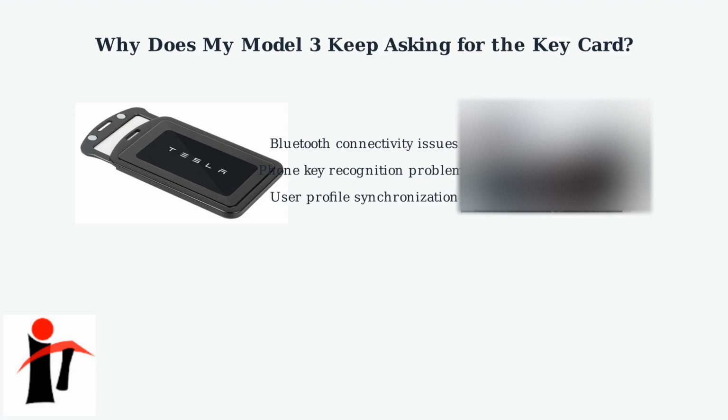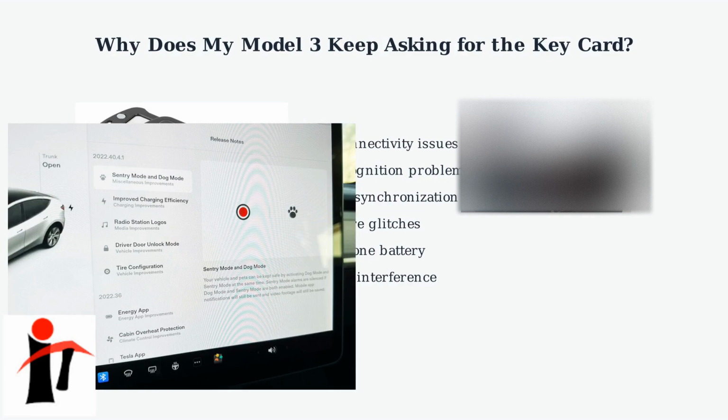User profile synchronization errors happen when your Tesla account data doesn't match between the car and the app. Software glitches can cause temporary disruptions in the key system. A weak phone battery often prevents proper Bluetooth pairing. Interference from other Bluetooth devices in the area can also trigger these prompts.